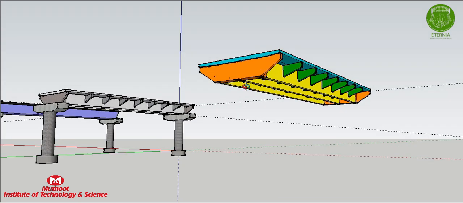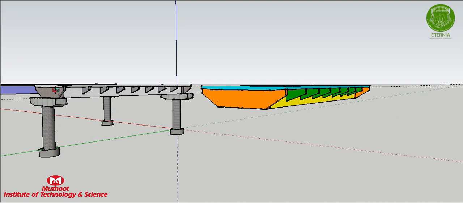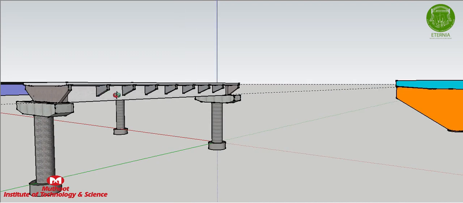These bearings provide a connection between the upper deck portion, which we generally call the superstructure, and this lower part, the substructure. So the connection between them is established using bearings.